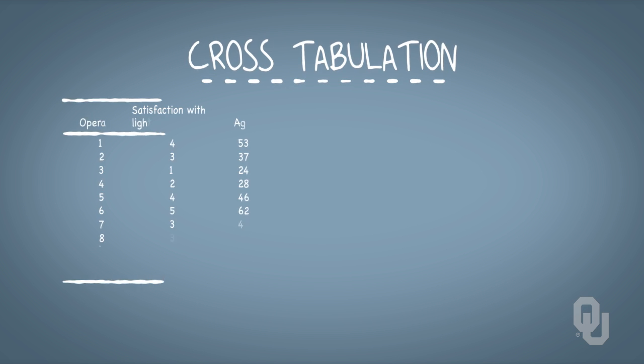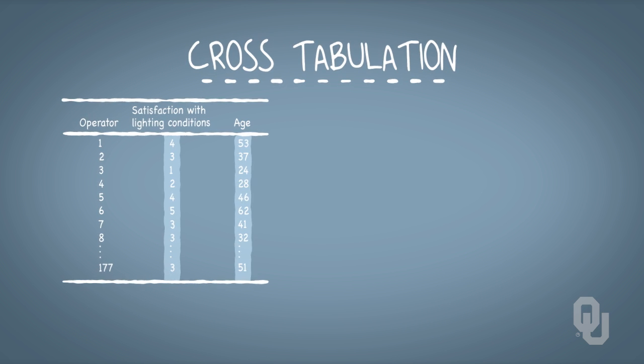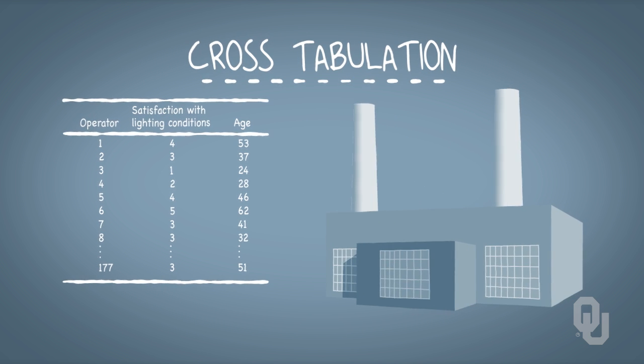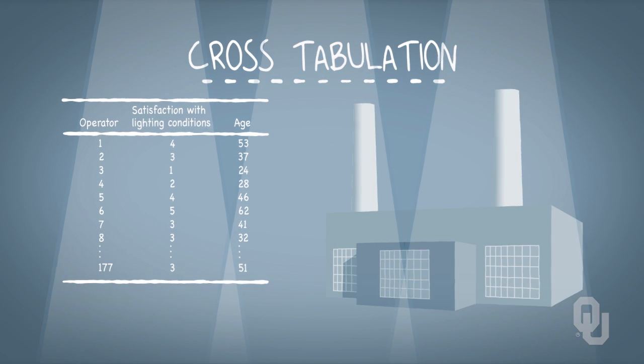Say we've collected values of two variables for each observation in a sample. Perhaps the frequency of observations as each variable changes might tell a story. A cross-tabulation chart allows us to see the frequencies of observations that fall at the intersection of two variables. These are especially good for qualitative variables, but we can discretize quantitative variables as well. Let's say we're doing an ergonomics study at a large factory, and we're interested in how operators feel about the lighting conditions on the factory floor.